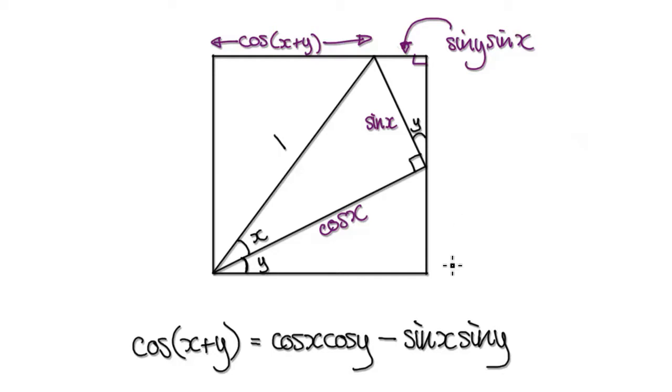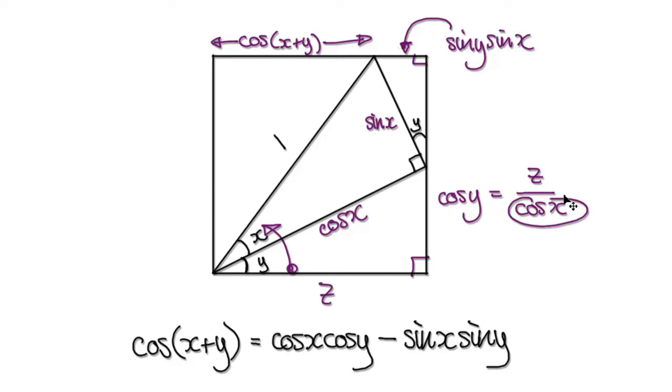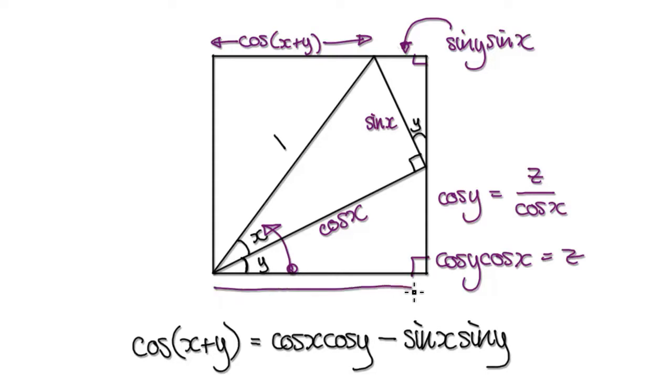Now to get this length, we would use this triangle here. That's our right angle triangle here. We want to know this length. Let's just call it Z. So we know we need cos. So cos the angle here, which is y, equals Z over cos x. We want Z on its own, so times both sides by this. So that would be cos y cos x equals Z. So this whole length here is cos y cos x. So let me clean this up.